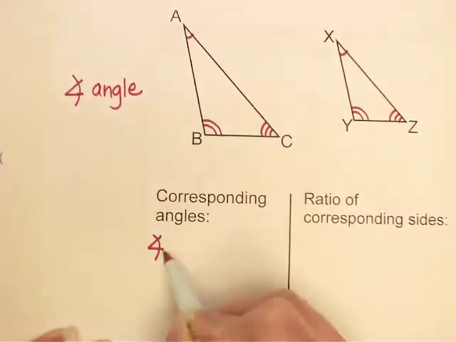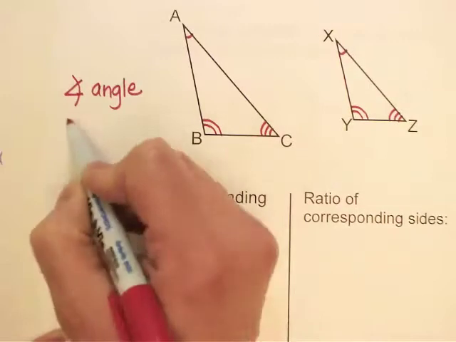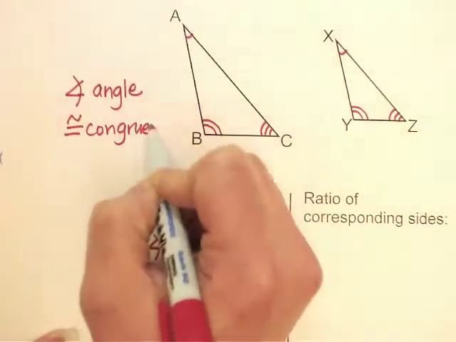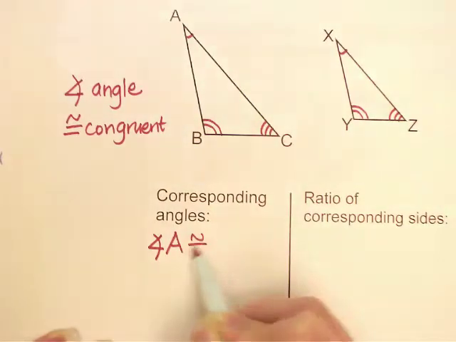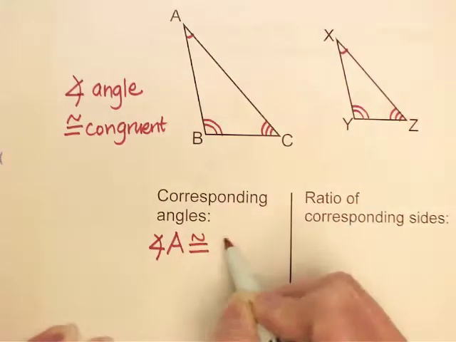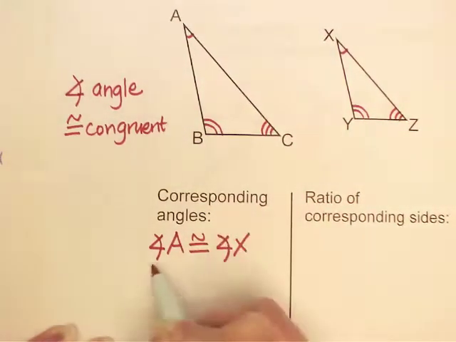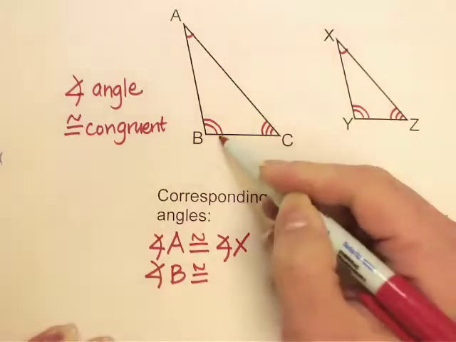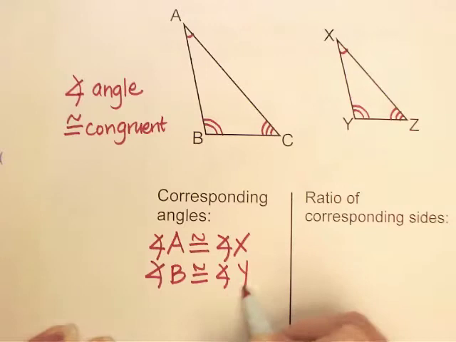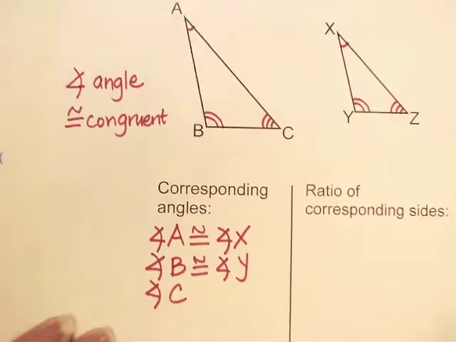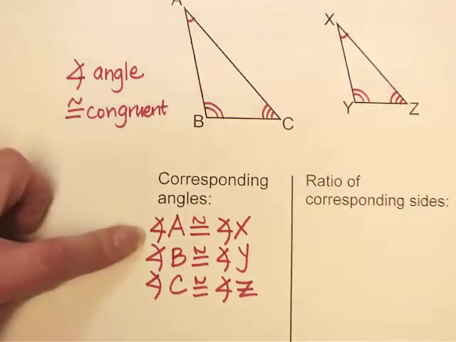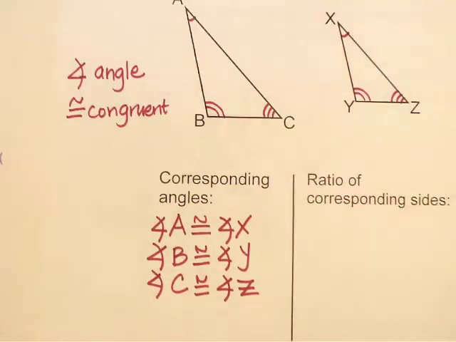Angle A is, and this is another notation, congruent, which means they're equal. We use a congruent sign. Angle A is congruent to angle X. Angle B is congruent to which other angle? Notice two marks, angle Y. Angle C is the same as angle Z. So you'll notice these are the three pairs of matching angles or corresponding angles.